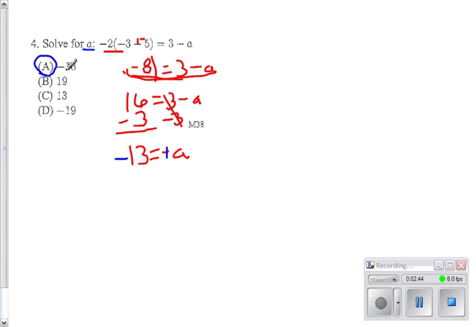Now to check it, you can plug back in what you get for your answer, plug it into the equation. So we would have plugged -13 into this equation here.